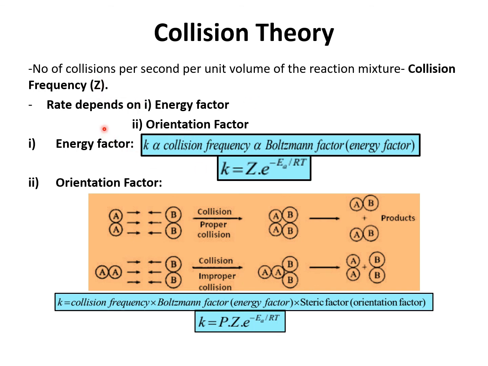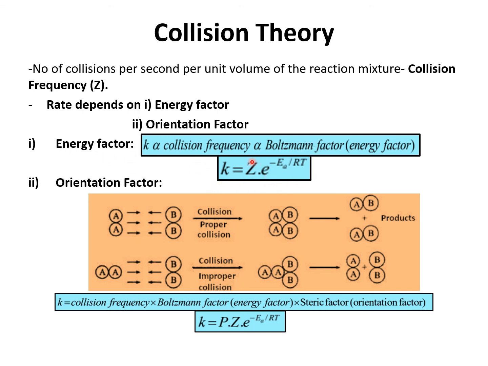Thus, the rate depends upon two factors: the first one is the energy factor, and the other one is the orientation factor. What is the energy factor? The rate is proportional to the collision frequency and the Boltzmann factor, that is e to the power of minus Ea by RT. So the rate constant k is equal to the collision frequency Z into the Boltzmann factor, e to the power of minus Ea by RT. These two we call the energy factor. So this is the equation for the collision theory.